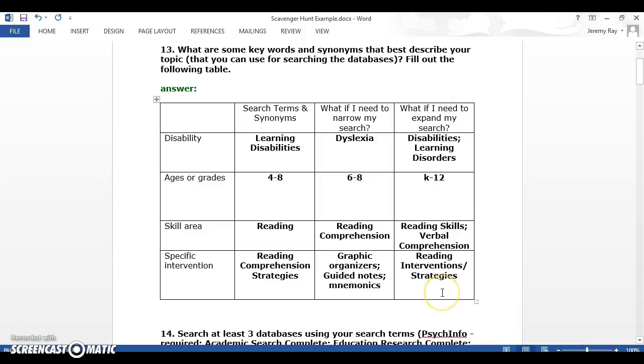Now, this last column is going the other way. If you had to get more broad, so this would be more broad by saying just disabilities in general, learning disorders, which tends to be kind of a more broad term than learning disabilities. Look how the grade levels have expanded all the way through K to 12. And reading skills are connected to oral language, so they're expanded beyond even reading skills. And here, the interventions are looking at specifically just anything reading, so any reading strategy. It doesn't have to be a comprehension specific strategy.